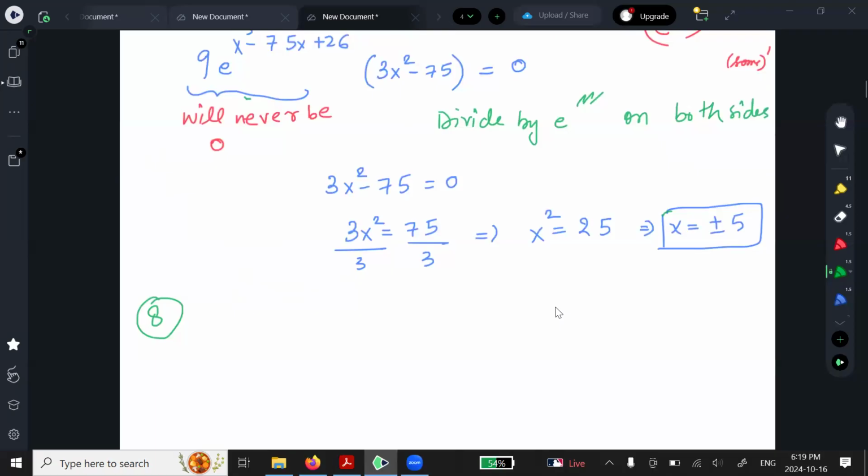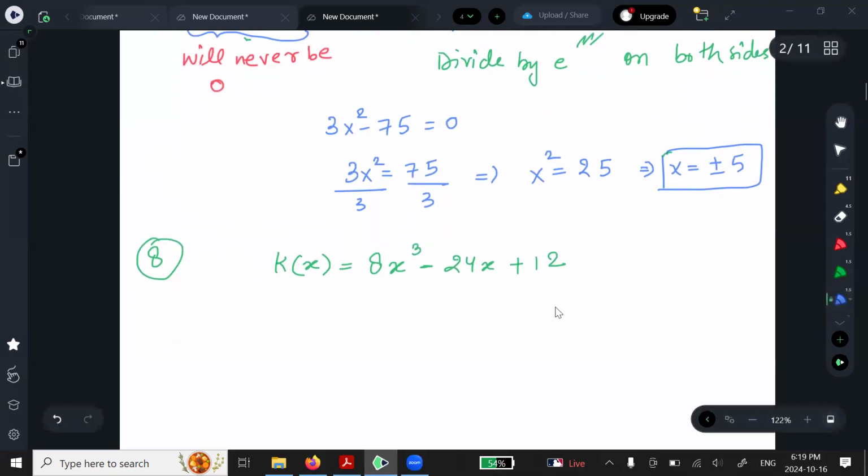Number 8, you have a function, k of x equals 8x cubed minus 24x plus 12, and you have to find all critical points of f. Part A. Okay, let's just take number 7. That's easier. Okay, I was talking about 8. I picked number 7. That will be shorter, okay? Find me all critical points of the function. And this is an f.